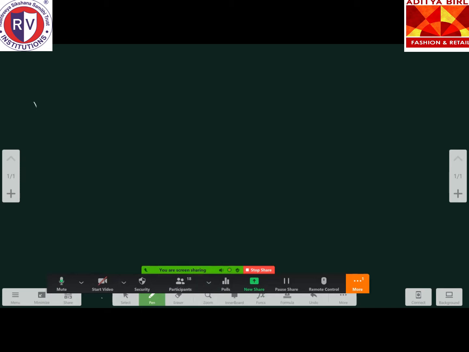The question is: root 3 into cosecant 20 degree minus secant 20 degree is equal to. Option A is 2, option B is 4, option C is 3, and option D is 1.